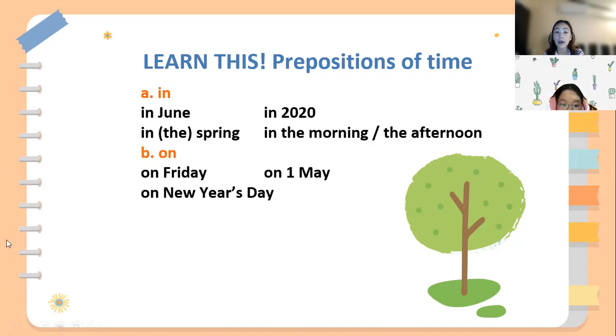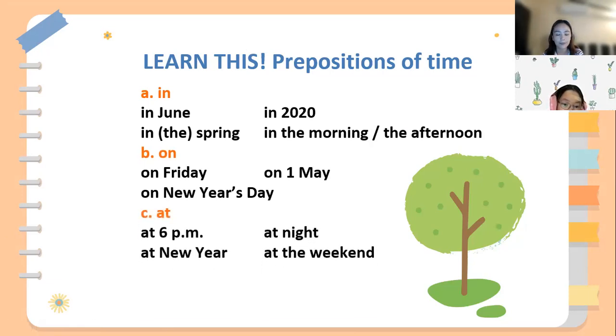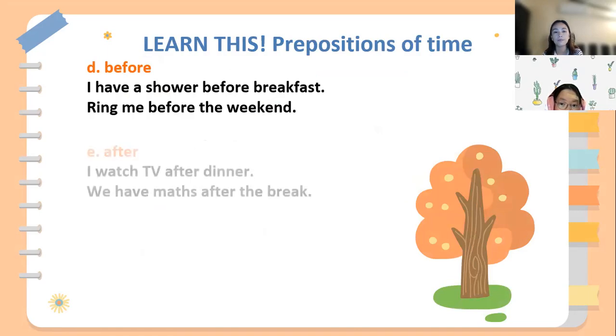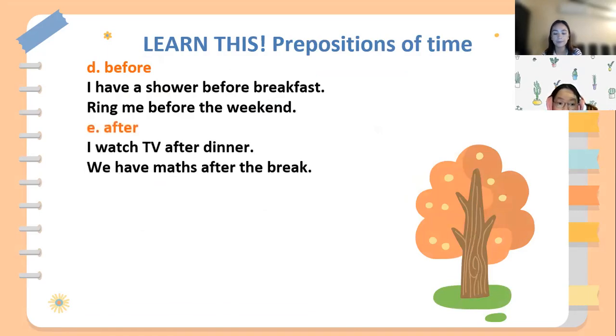Okay. So, you know where we are going to use the in and on? At. At 6 p.m., at night, at New Year, at the weekend. Okay. Learn this: before. I have a shower before breakfast. Ring me before the weekend. After. I watch TV after dinner. We have Mass after the break.